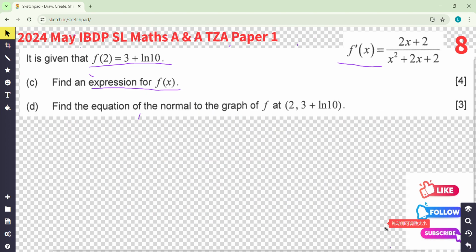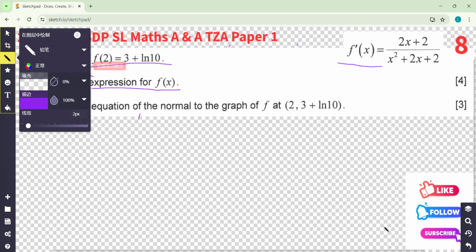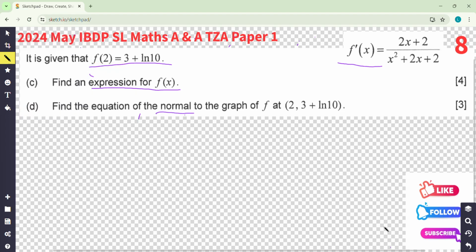Okay, so we write D. Okay, so remember normal. So what is normal? Normal is negative 1 over m, right? The m of the gradient. So firstly, we find out the gradient first. The gradient is negative 1 over f'(2). Okay, so substitute f'(2) over there, so we flip it, so it is negative (2 squared plus 2 plus 2) over (2 plus 2).